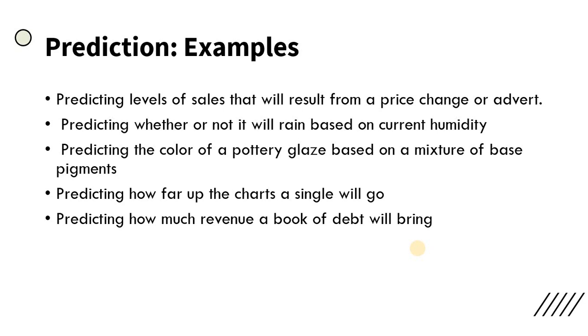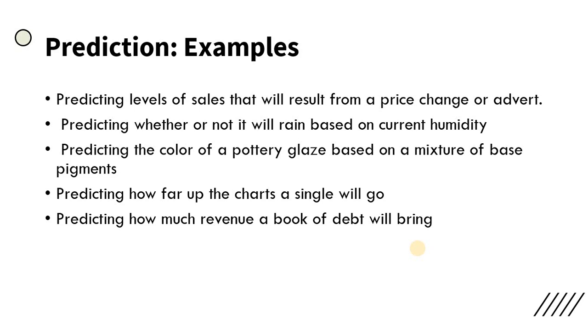Some examples of prediction are predicting levels of sales that will result from a price change. Sometimes it may happen that if we add a product to the cart, after some days the price of that product will increase, or after some days the price will decrease. That is done via prediction. Predicting whether or not it will rain based on the current humidity is also an example of prediction. Predicting the color of pottery glaze based on the mixture of base pigments is also a prediction based on some attributes.